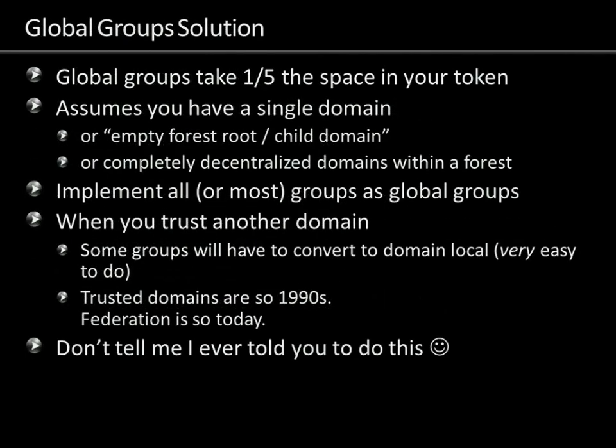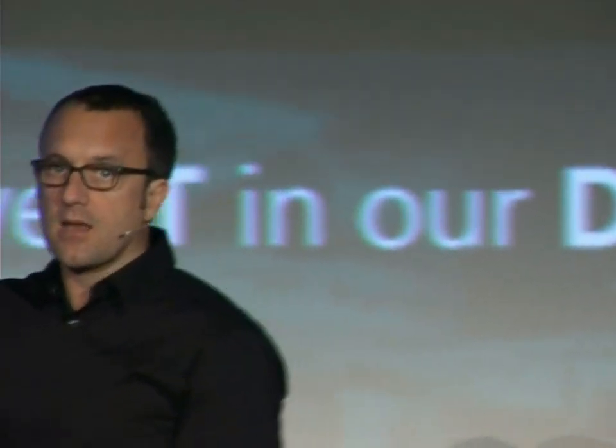about. There are a couple of other options for you, and this one is my favorite, which is use only global groups. Global groups take about 1/5 the size of space in your token as a domain local or a universal group. And so by using only global groups, you can have a lot more groups in your token. You can get to 1,000 groups, 1,024 groups, and still keep your token very, very small.